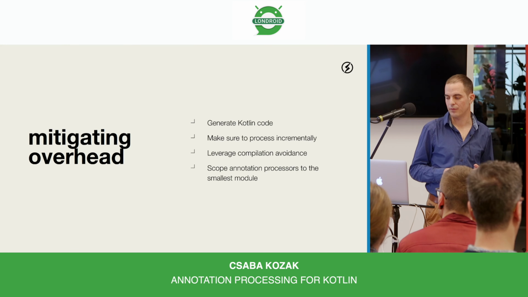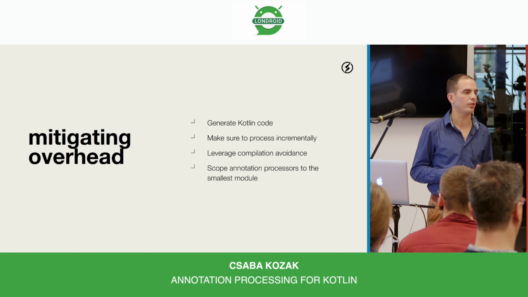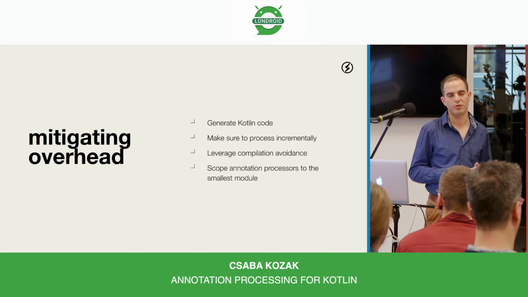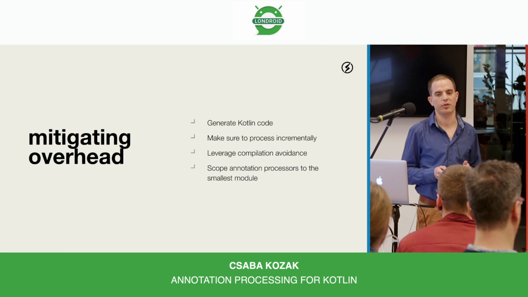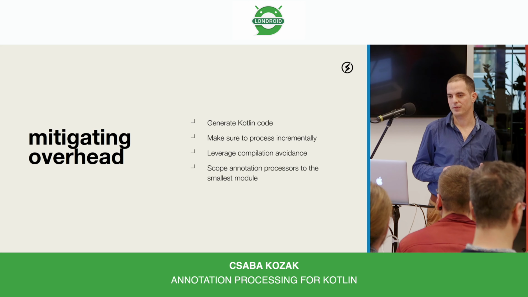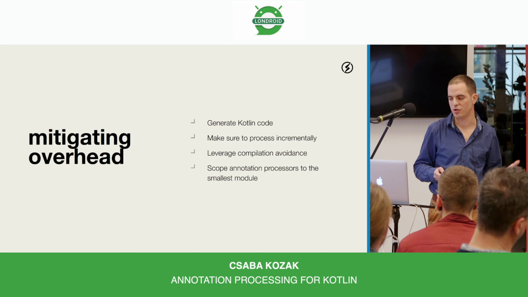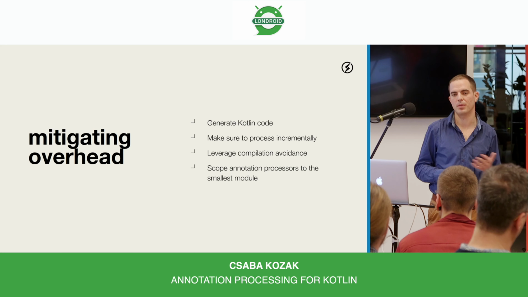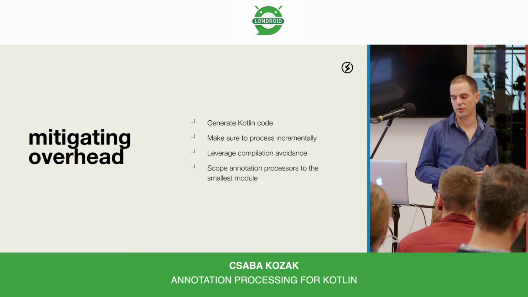So again, how to mitigate the overhead of Kotlin annotation processing. You should use and write annotation processors that generate Kotlin code. As we saw, if Java code is generated, then the Java compiler is called, which costs extra time. We should avoid that. And make sure to process incrementally. To do that, please check and enable incremental processors.